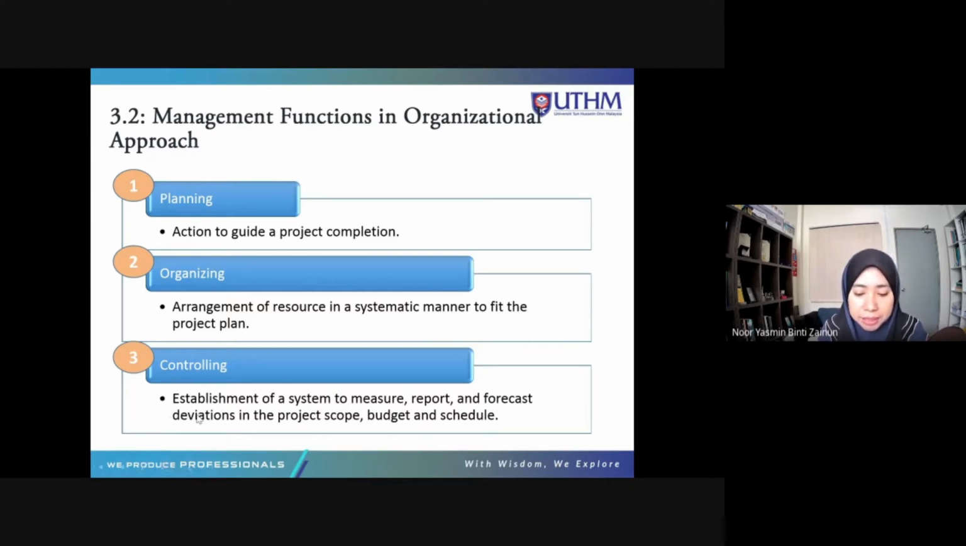To establish our system to measure, report, and forecast deviation in the project scope, budget, and schedule. Not only do you need to control the resources, you need to control the whole project. Okay, the scope of the project, the budget, the schedule, the material, the resources. Okay, and you also need to forecast, based on your experience, based on the previous project, how you want to manage the project.